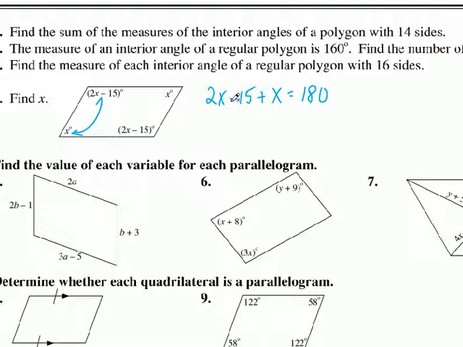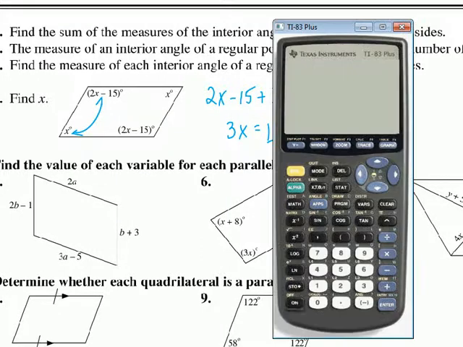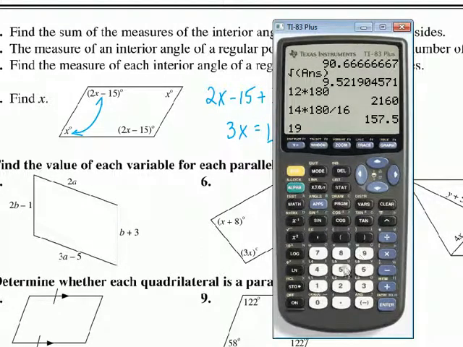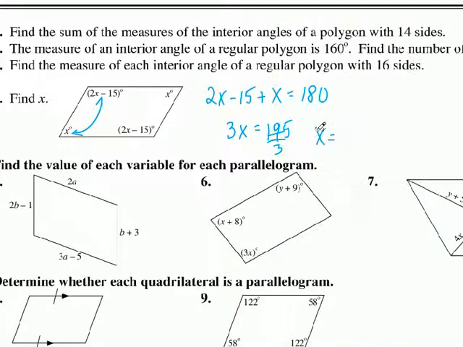All right, and then we do the math. That's 3x equals, what's that, 195? Right, because I added 15 to both sides. Divide by 3, and 195 divided by 3 is 65. So x is 65, and that's all they ask you to solve for. They don't ask you to find this angle or anything. They just say solve for x. That's all there is. Pretty easy stuff, isn't it?